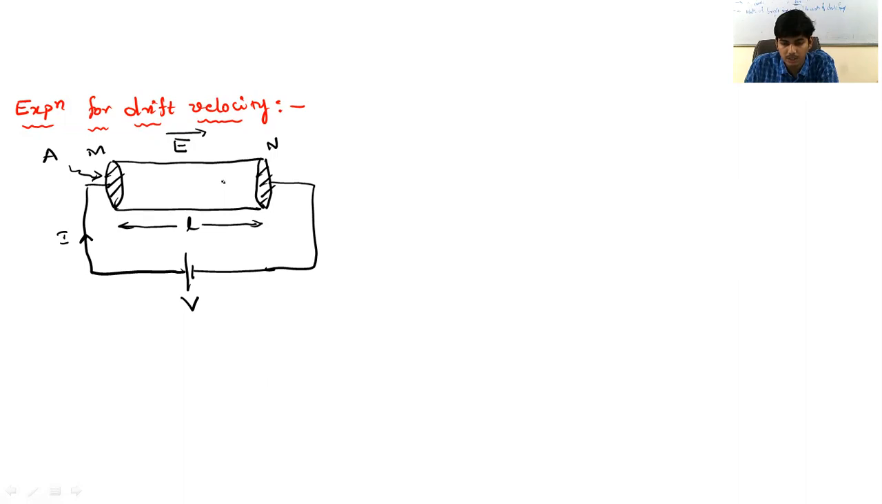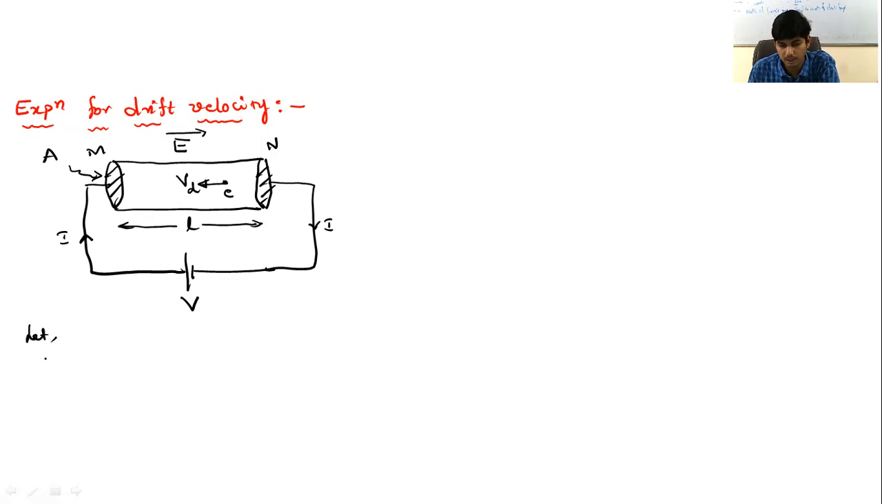Under the action of this electric field, the electrons in this conductor start moving or drifting in a direction opposite to the direction of the applied electric field with a velocity called the drift velocity. Vd is called the drift velocity. So this is all regarding the diagram to be drawn.